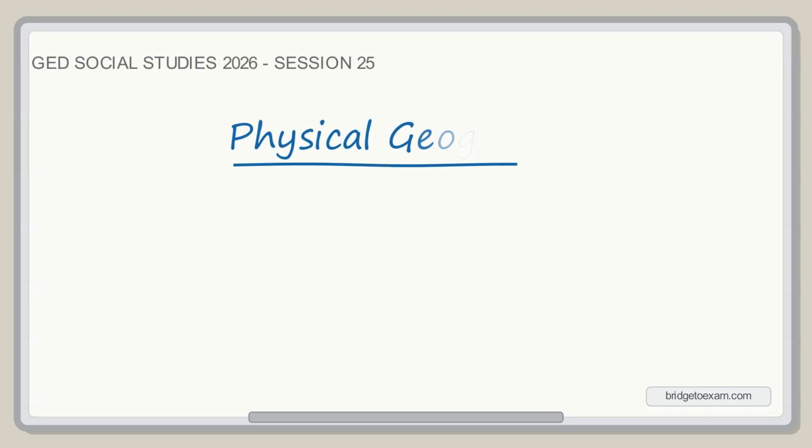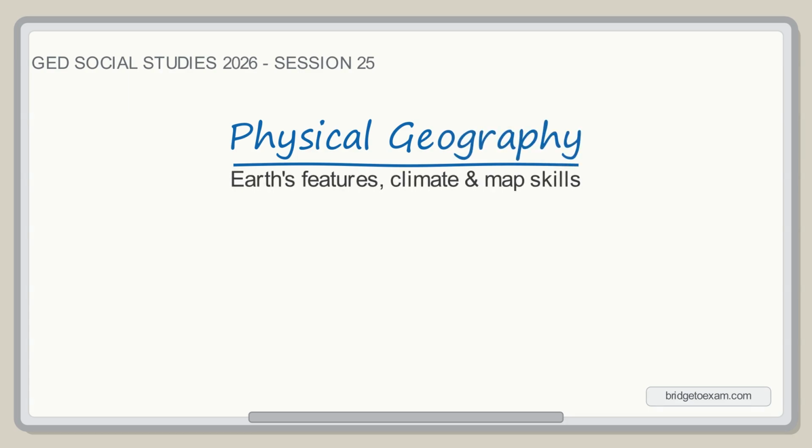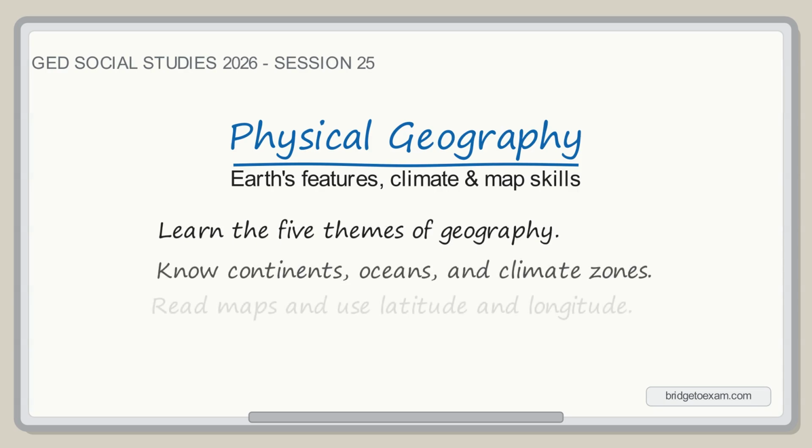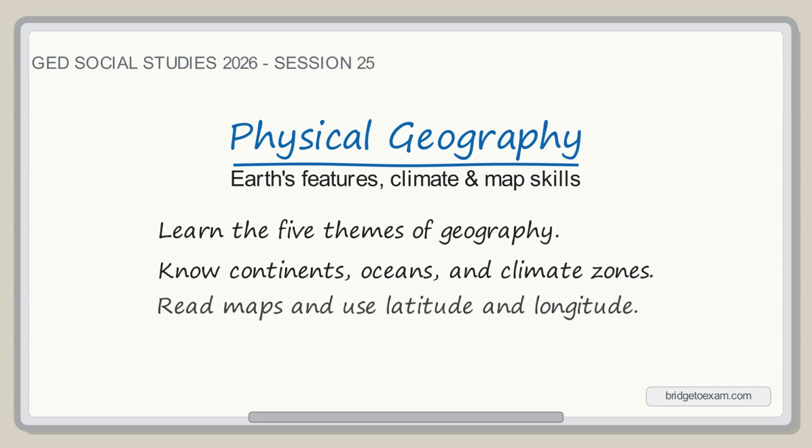Welcome to Session 25, the start of our geography unit. Geography isn't just memorizing places, it's about how the Earth shapes the way people live. And on the GED, map skills are essential. By the end, you'll know the 5 themes of geography, the continents, oceans, and climate zones, and how to read maps and use latitude and longitude to find any place on Earth.